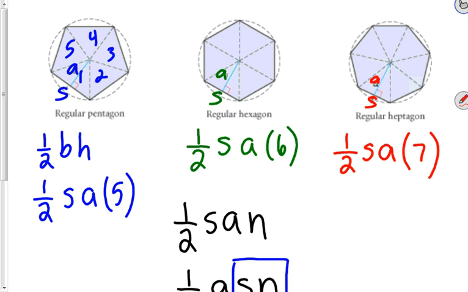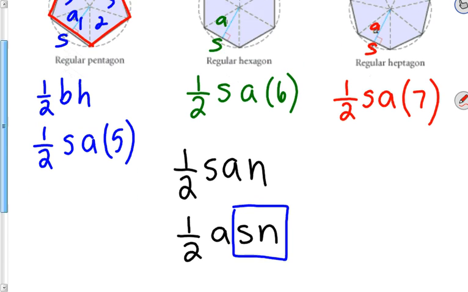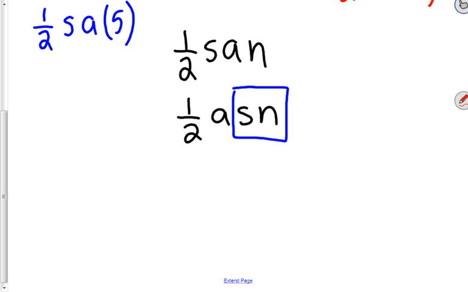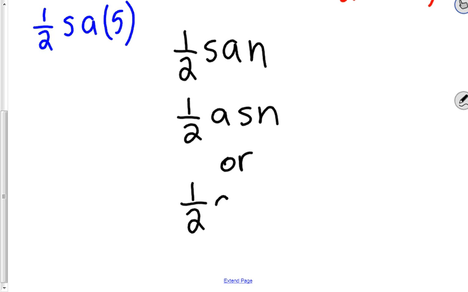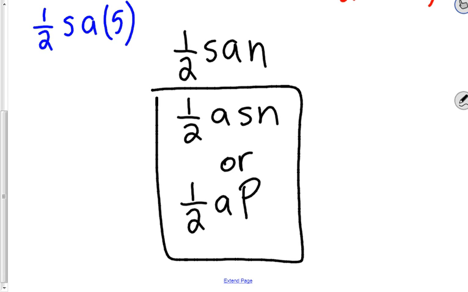Right, so let's go up here. The side length times the number of sides is the perimeter, right? So we also could rewrite this formula, 1/2 ASN. We could write it as 1/2 the apothem times the perimeter. So we now have two different formulas for the area of any regular polygon.